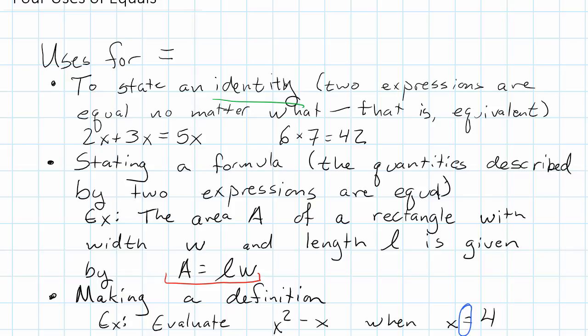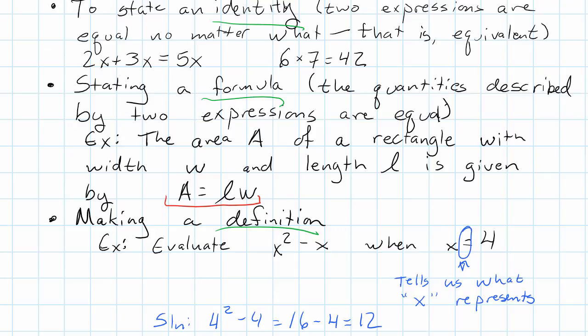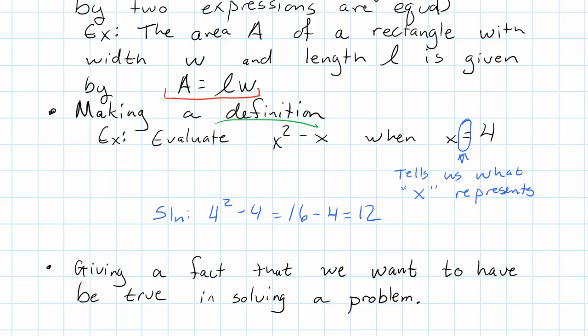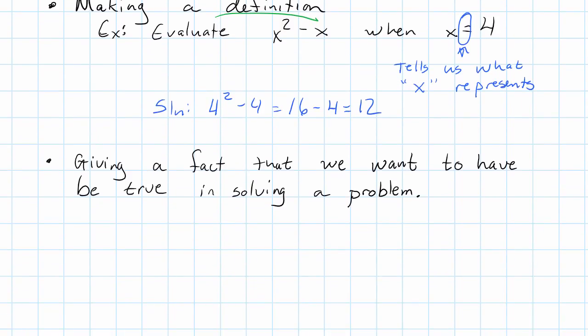Okay, so those three meanings of equals: stating an identity, stating a formula, and making a definition are the three meanings of equals that we've encountered so far. There's a fourth meaning of equals that we're going to use an awful lot coming up, and it's this: giving a fact that we want to have be true in solving a problem.